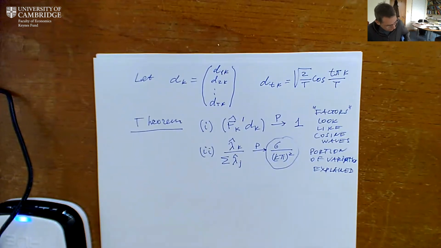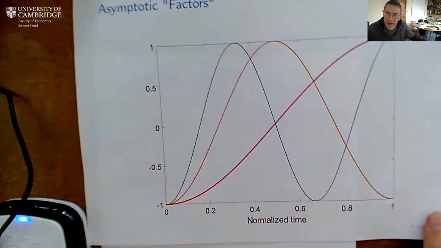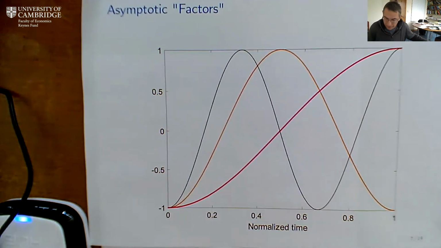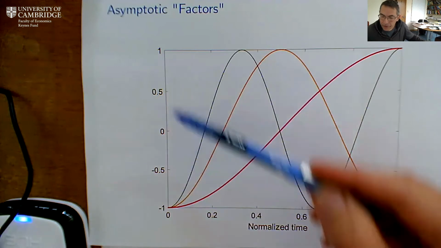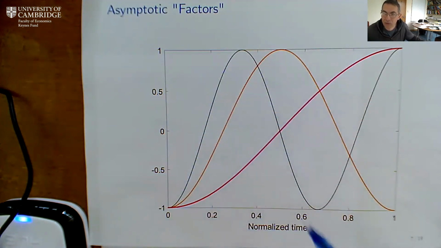Okay, so let me just illustrate briefly this cosine vector. So this is what they look like. Here on the horizontal axis, I just normalized time. Time now is going from 0 to 1. But in principle, I will have capital T time periods here. And I also normalize the magnitude of this wave.